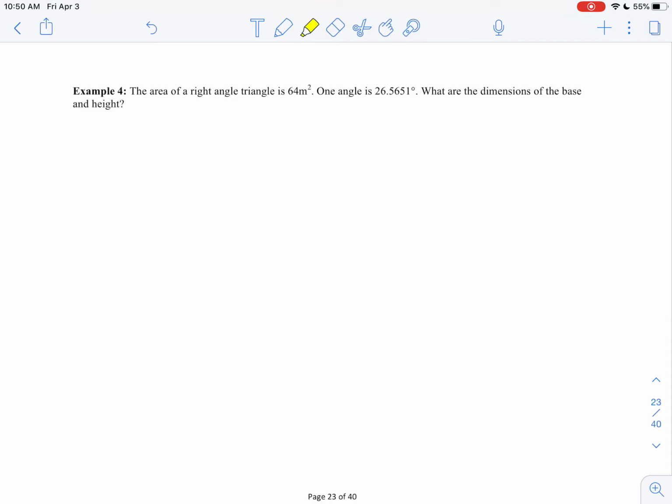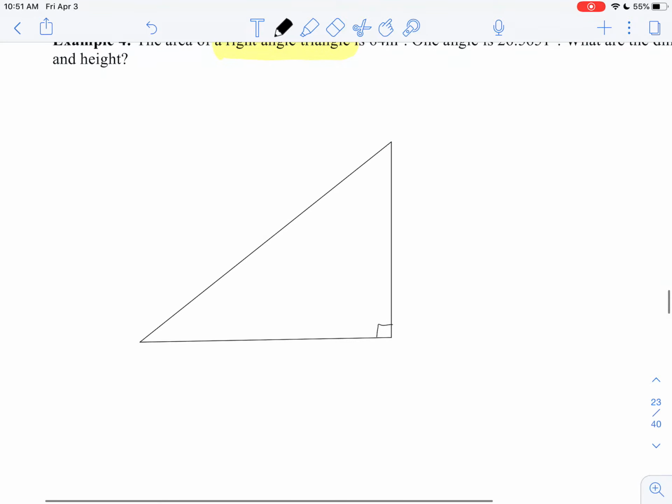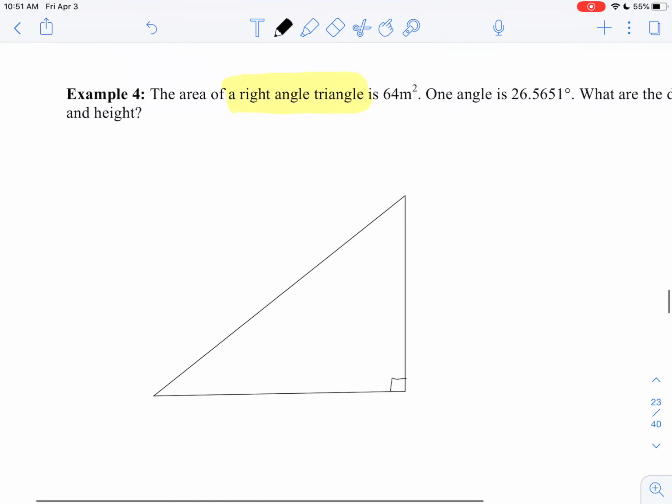The key thing they said here is the right angle triangle. The question is a lot easier once we have a right angle in the triangle, because we can go ahead and use any one of our SOHCAHTOA trig ratios. So if we draw our typical right angle triangle here, I prefer to put my right angle in the bottom right hand corner. If you put it somewhere else, that's just fine.